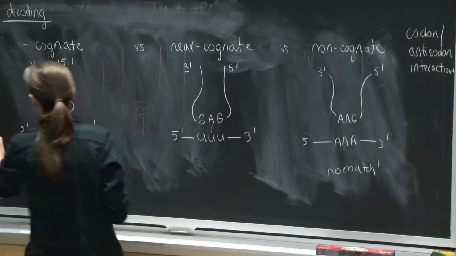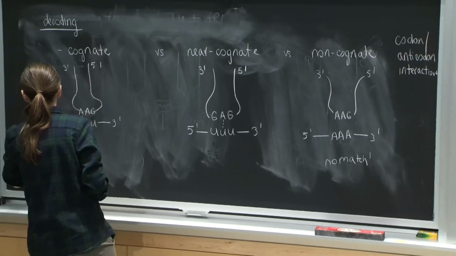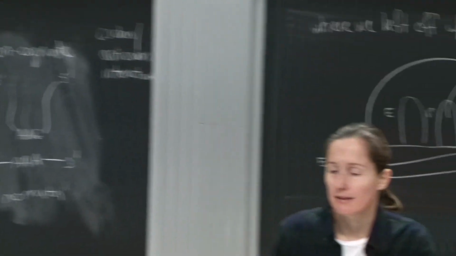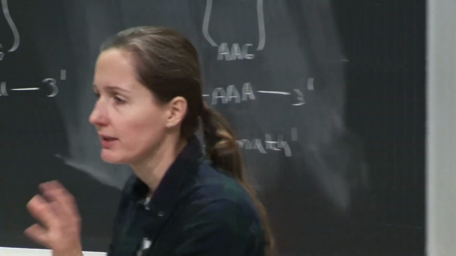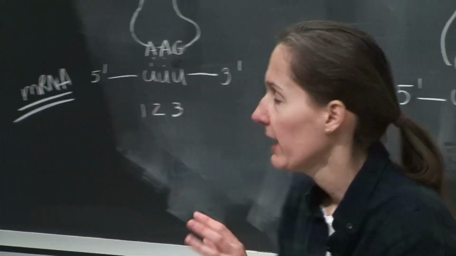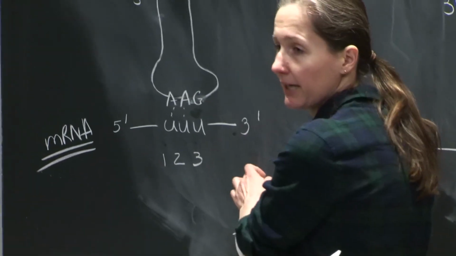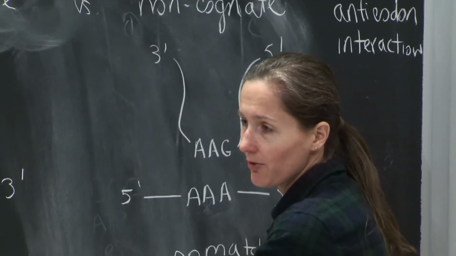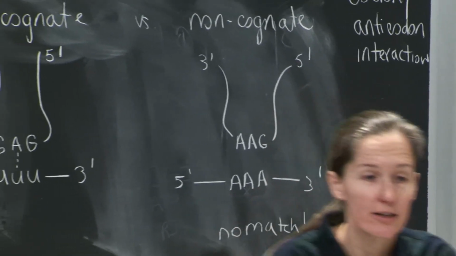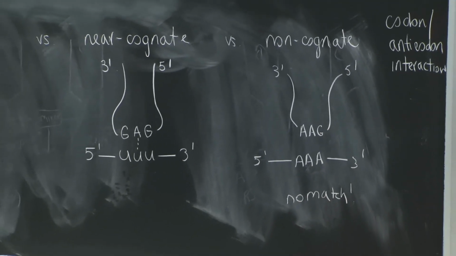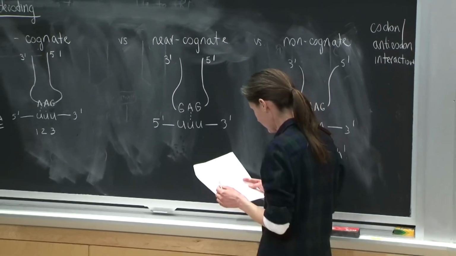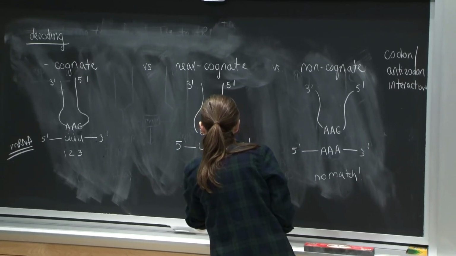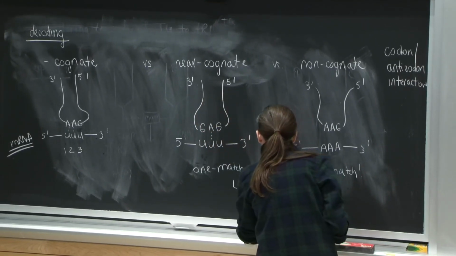Okay, no Watson-Crick base pairing here. So what we need to ask is, as EF-Tu is delivering these aminoacyl-tRNAs, what happens if it's a cognate match versus a near cognate versus a non-cognate? How does the ribosome deal with the wrong tRNA entering the A site? Again, this is something important for fidelity. And these both need to be rejected.